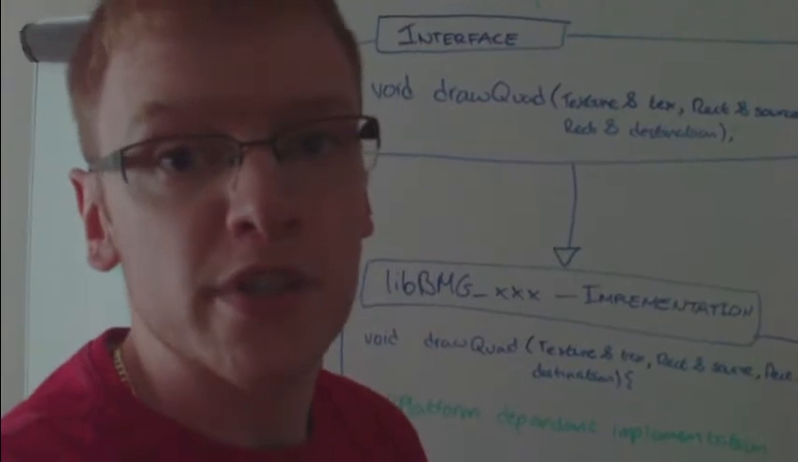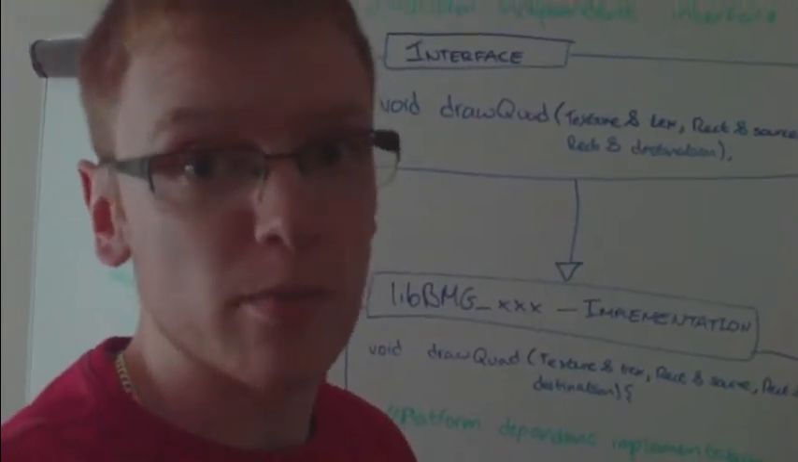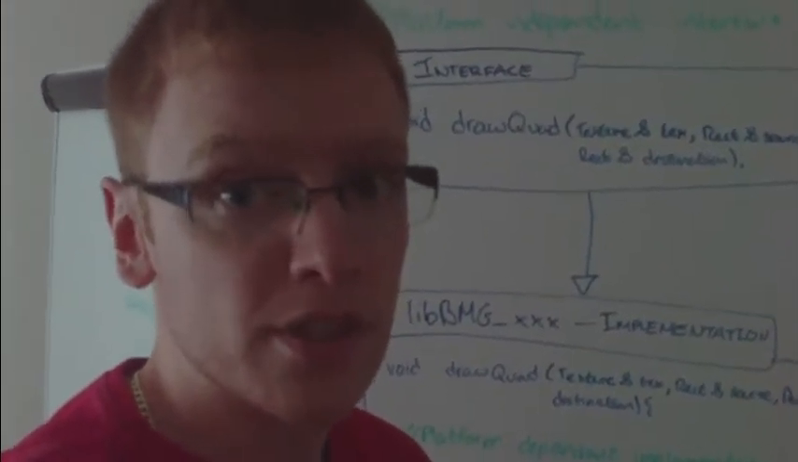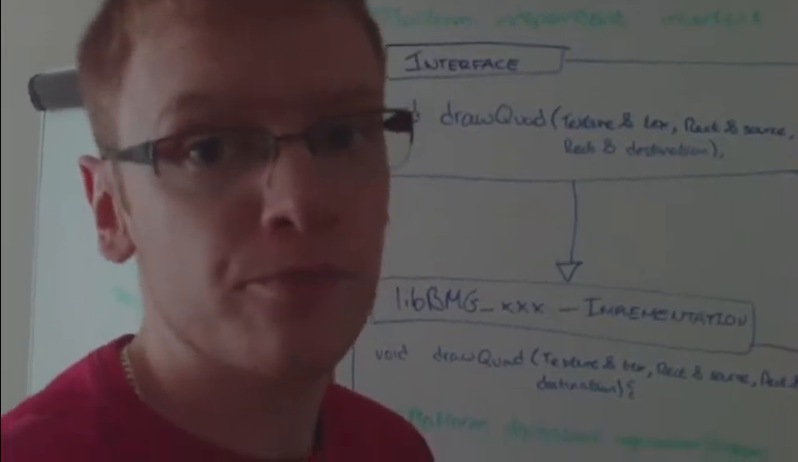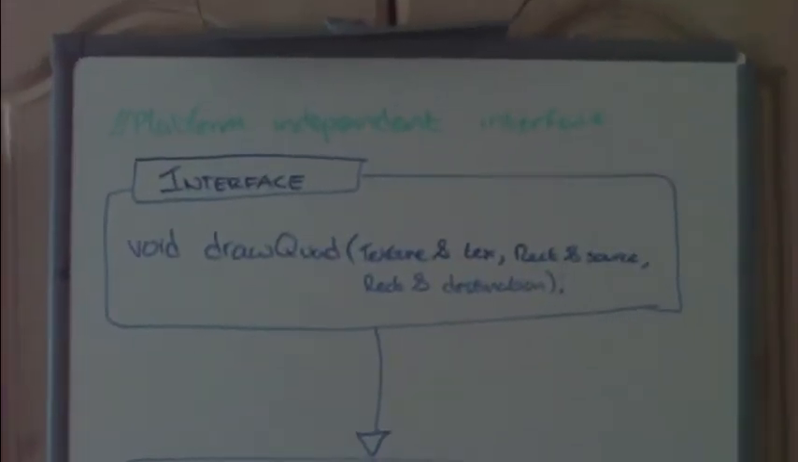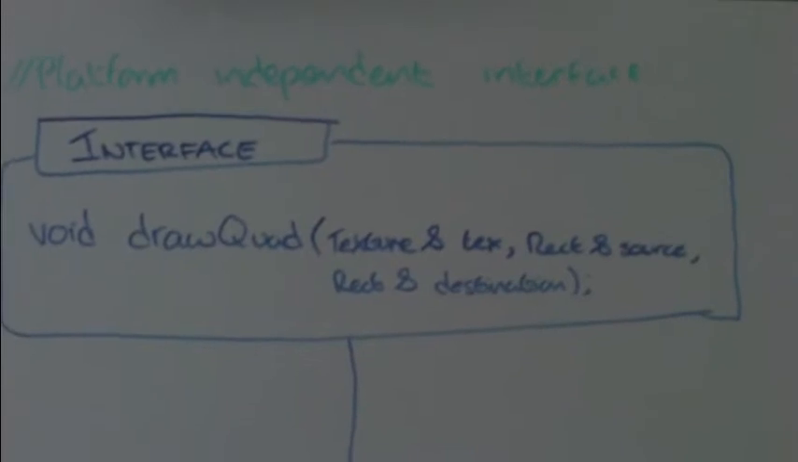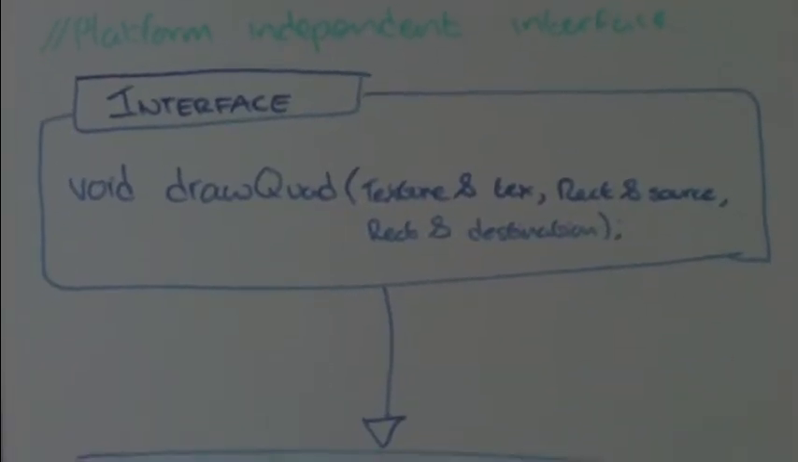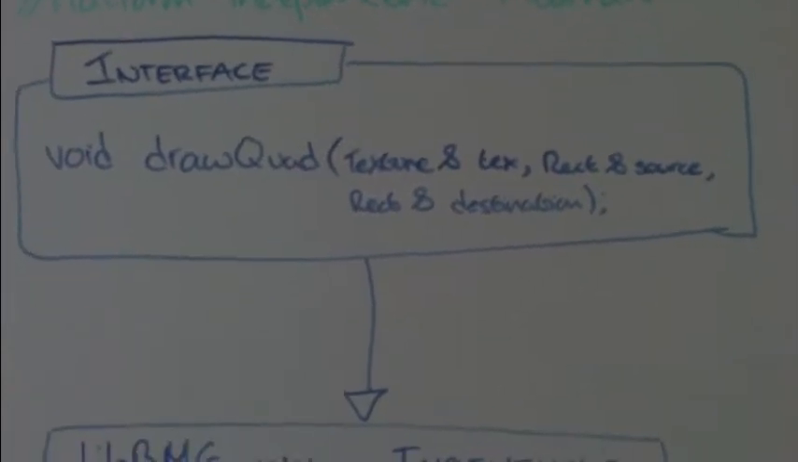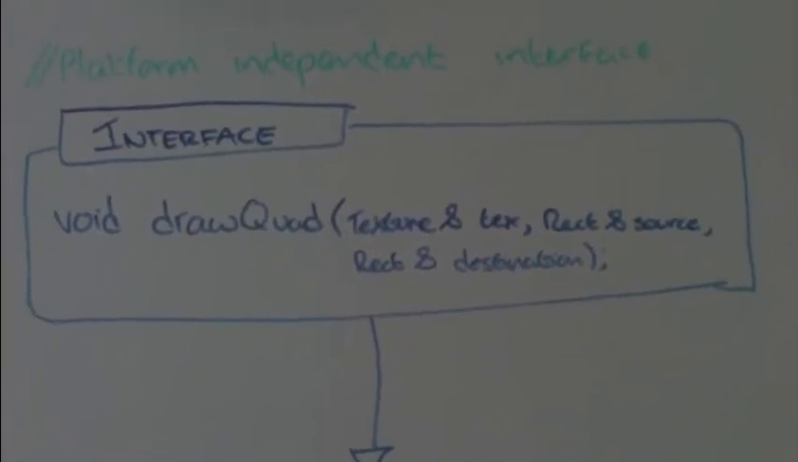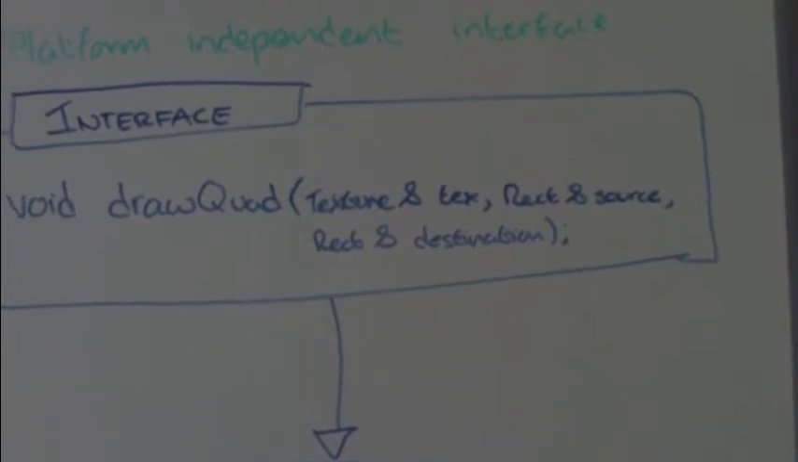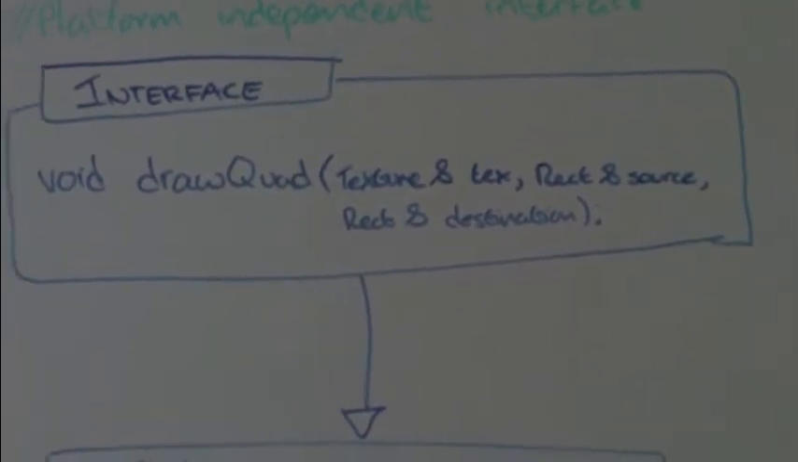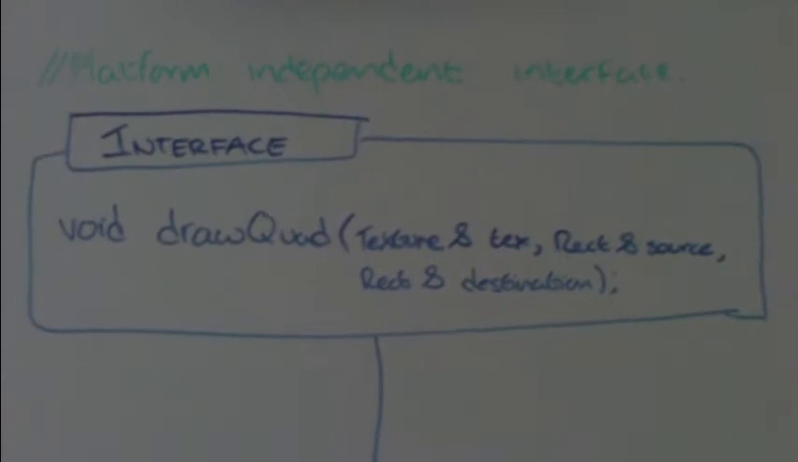Alright, so before I go on to implement the libraries, I just wanted to explain a little bit more about the concept of using the libraries and why we are going to be using them. So this is just a little diagram. This represents the interface, which is what the engine sees. This is just an example I've taken, and it's a draw quad function. It takes a texture and a source rectangle and a destination rectangle. This is completely platform independent.